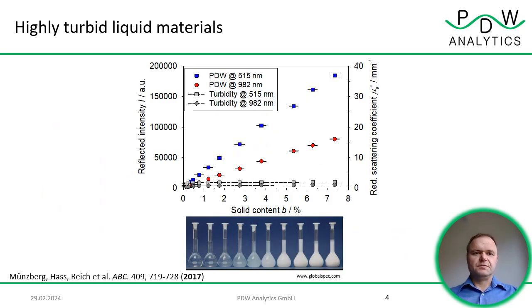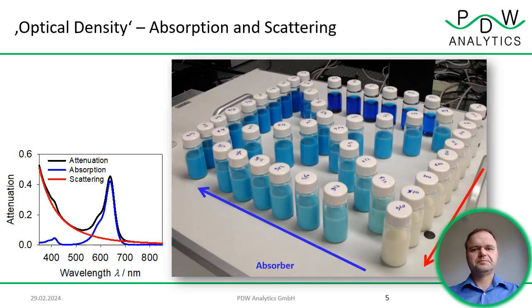While this is different for PDW spectroscopy, you see here the same graph as before with the same data as before, and in addition in blue and red the reduced scattering coefficients obtained by PDW spectroscopy for the same wavelengths. And what we observe here, even though it's still very, very low solid content for, in this case, polystyrene particles, we see a very linear response with respect to the reduced scattering coefficient obtained by PDW spectroscopy.